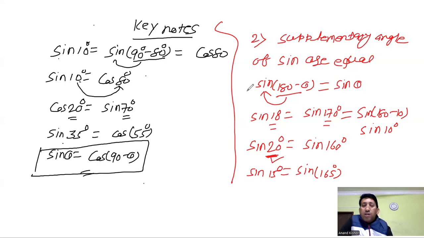I think both are clear. Supplementary angles of sine are equal. If two angles are complementary, sine theta is equal to cos 90 minus theta. For example, sine 35 is equal to cos 55, and cos 20 is equal to sine 70. Okay, next. So I will erase this.